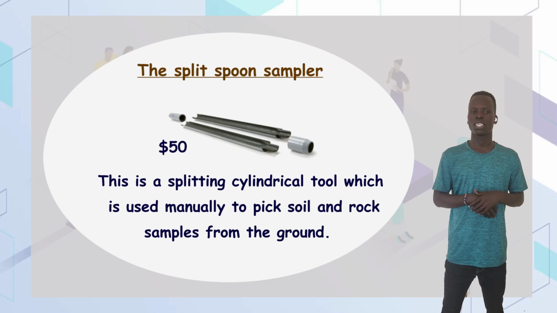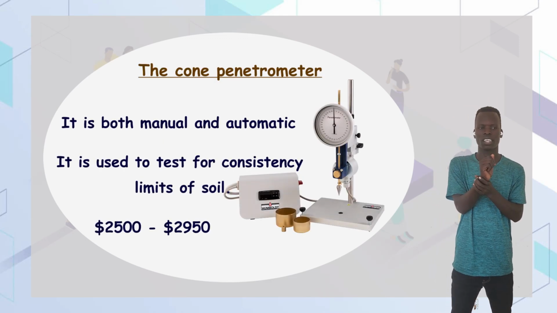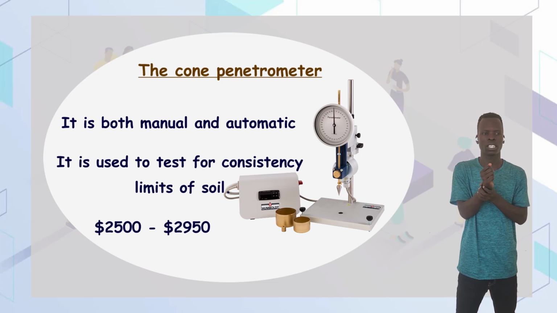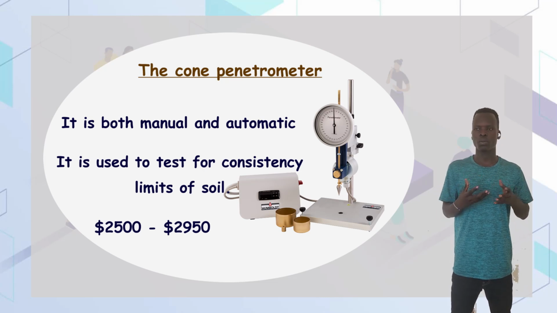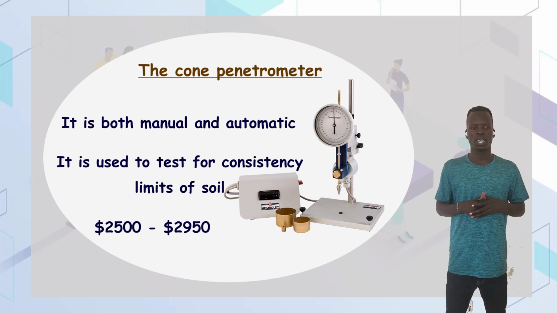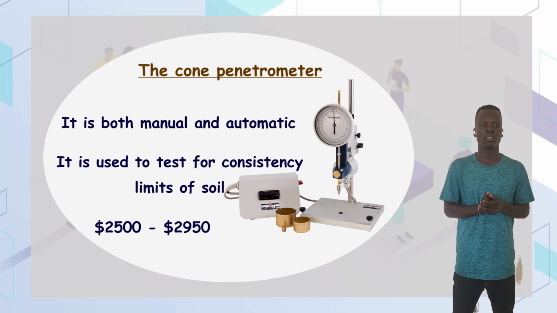The next one is the cone penetration test. This is one of those tools that is also used in geotech investigation. It is both manual and automatic depending on the person who is using it. Its cost ranges from $2,500 to $2,950.